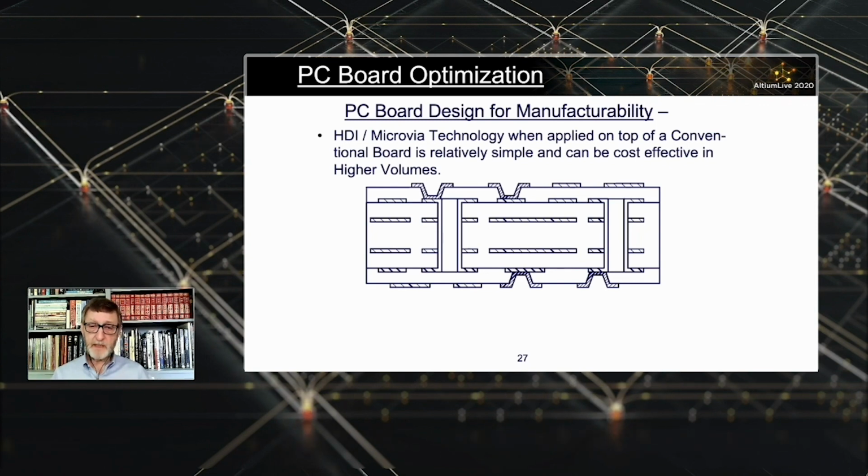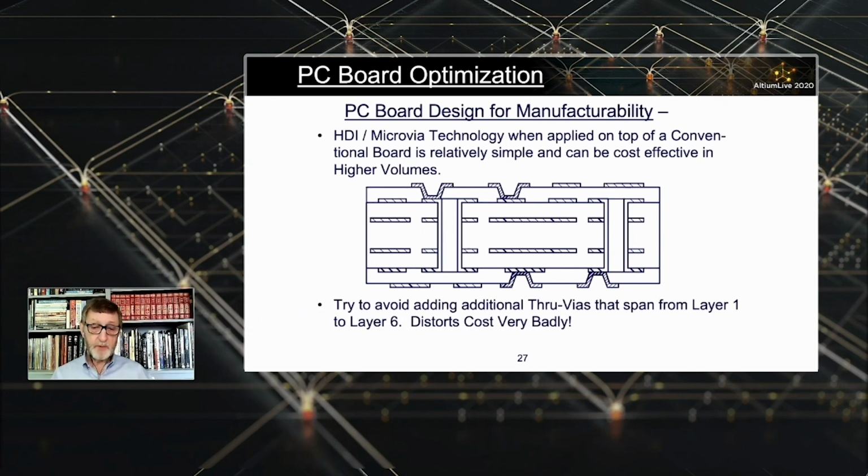HDI microvia technology should only be applied when you can do it cost effectively. This picture on slide 27 is a cost effective HDI design because they're going to build a thin 4-layer board, print, plate, etch, everything just like they would any other 4-layer. Then they'll add a layer of laminate top and bottom. They'll ablate the via wells and then they'll plate all the copper on the surfaces and in those vias after everything has been ablated. This is an inexpensive way to do this.